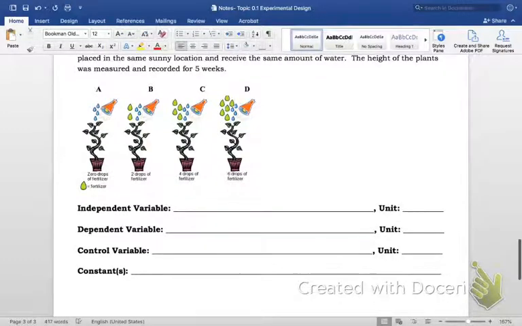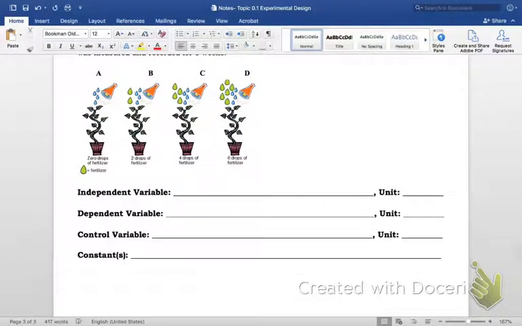So if you were the one conducting this experiment, what were you intentionally changing? That is your independent variable. That is what you are manipulating. So from the looks of it, what this person was intentionally changing was the amount of fertilizer.